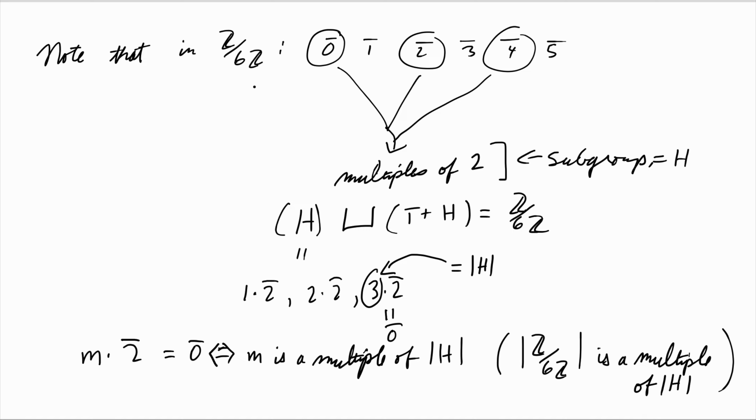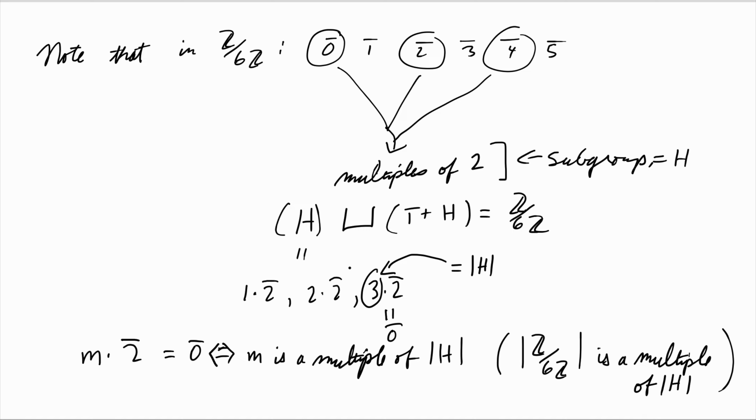If I have an additive group Z mod 6Z, we have 0 bar, 1 bar, 2 bar, 3 bar, 4 bar, 5 bar. Let's take a subgroup, the subgroup of all multiples of 2. Now, this subgroup has a coset, one coset. The cosets of a subgroup evenly partition a group into pieces that are all the same size.